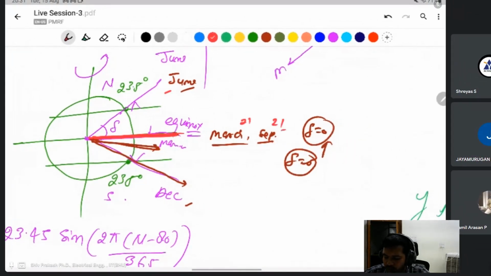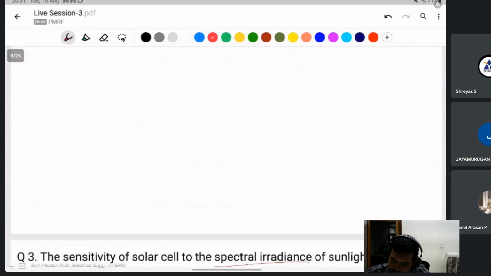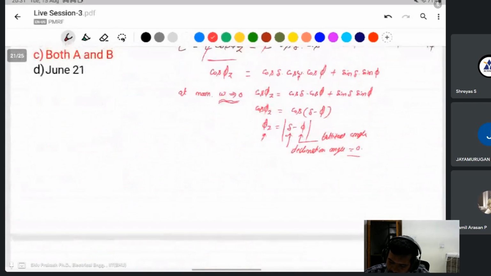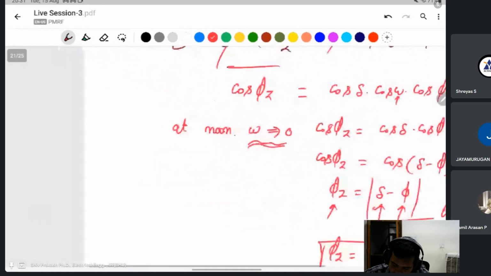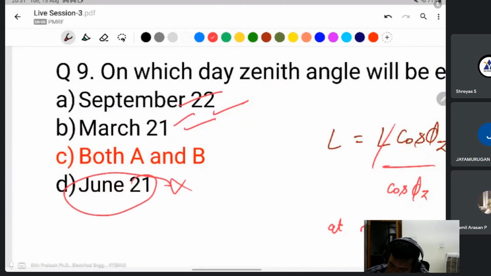A margin of 2 to 3 days can be taken. At that time the declination angle will be 0, which means phi z is the same as the latitude angle. It will be March 21 and September 21. On June 21, the declination angle will be 23.5.